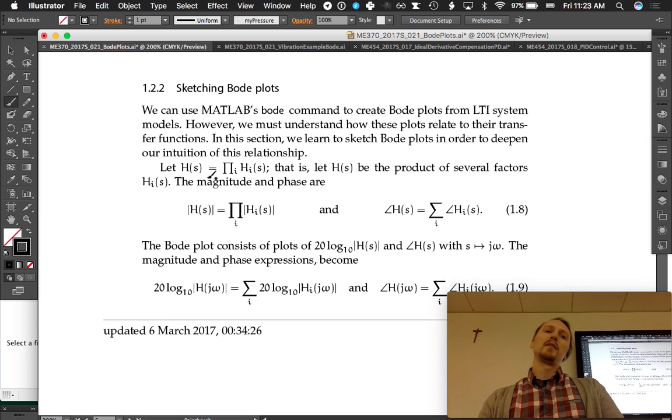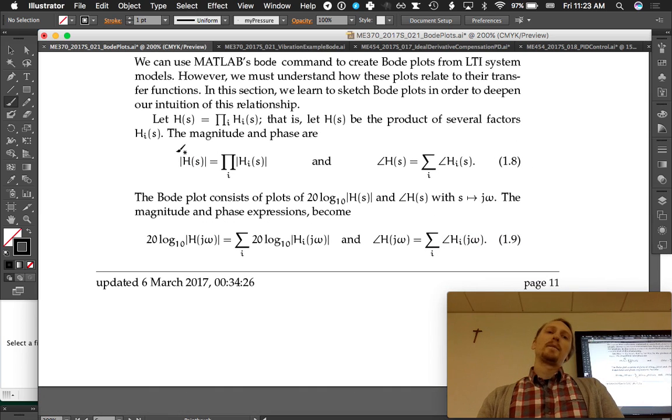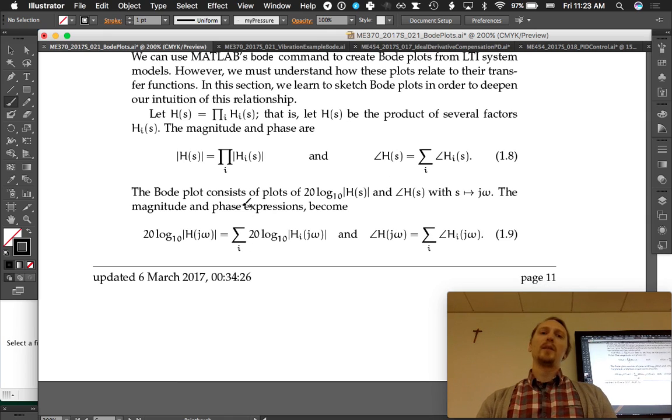So then the magnitude is just going to be the product of the magnitudes, right? And the phase is going to be the sum of the phases. So that's all sort of review. We knew that was the case. We kind of reviewed this right before. The Bode plot consists of plots of 20 log base 10 of the magnitude of H(s), and the phase, with s going to j omega.